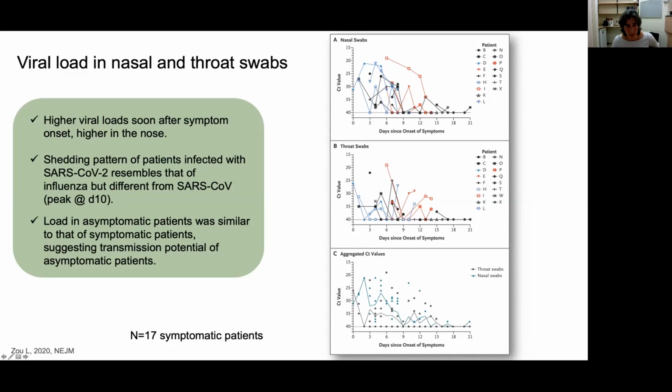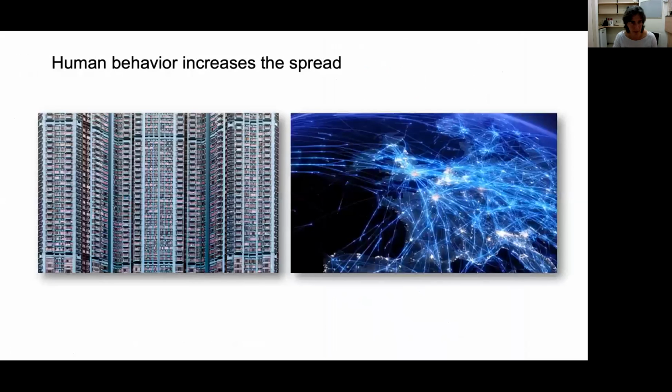And this shedding pattern resembles influenza more than it resembles the old SARS, which was found to peak after around 10 days, and not like here, more or less around the onset of symptoms. And you can see that viral shedding through the nose and throat continues for about 12 or 15 days. It was also found in this paper that the viral load in asymptomatic patients was more or less similar to that of symptomatic patients, which indicates that asymptomatic patients can also transmit the disease.